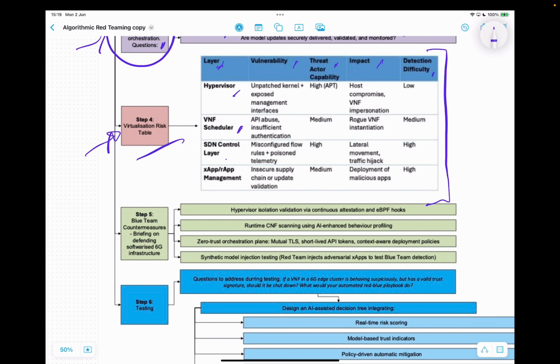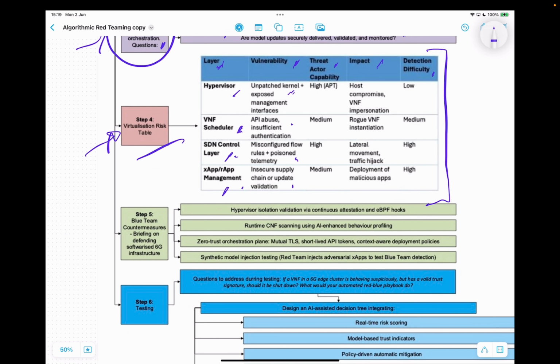Is it the SDN control layer? Is it the app manager? And in terms of vulnerability, they would be specific to a specific layer. So in this first layer would be unpatched kernel, exposed management interface. In the second layer would be API abuse, insufficient authentication, for example. In the third layer, it could be misconfigured flow rules, poisoned telemetry. And in the fourth layer could be insecure supply chain or update validation.